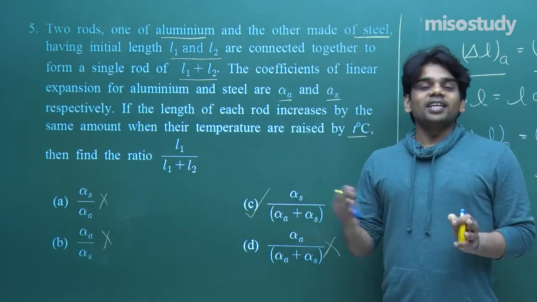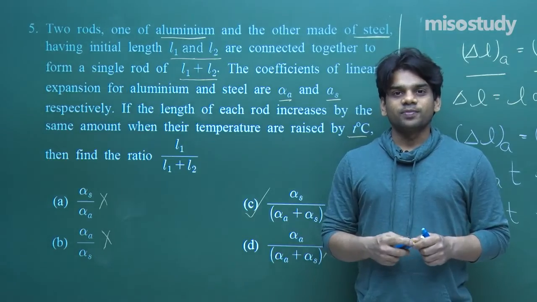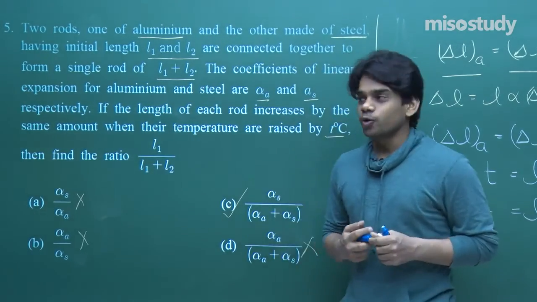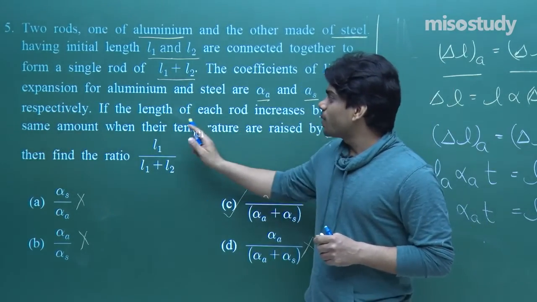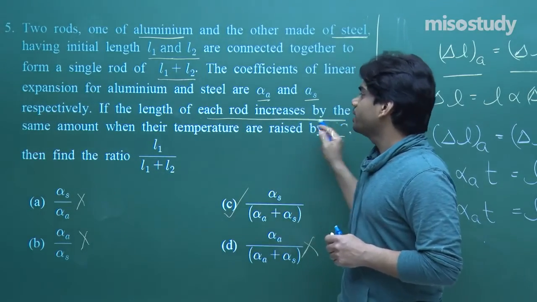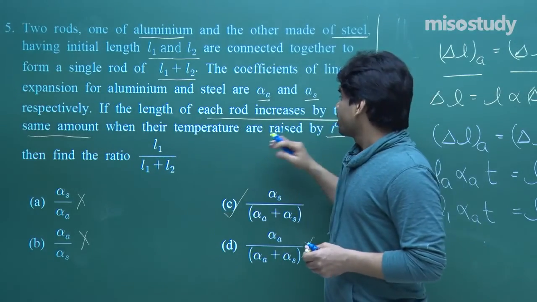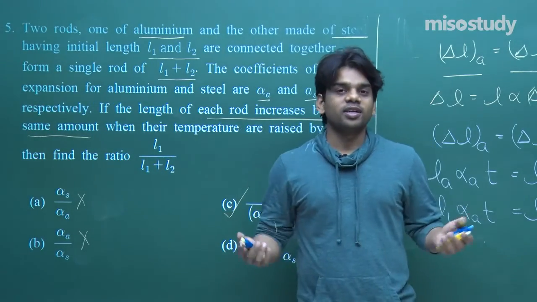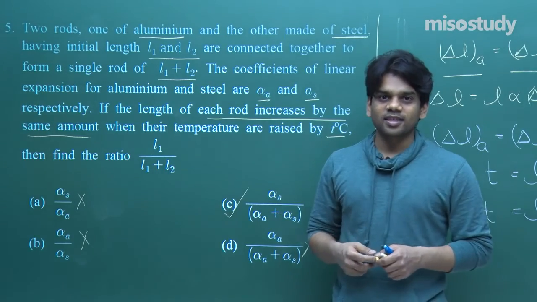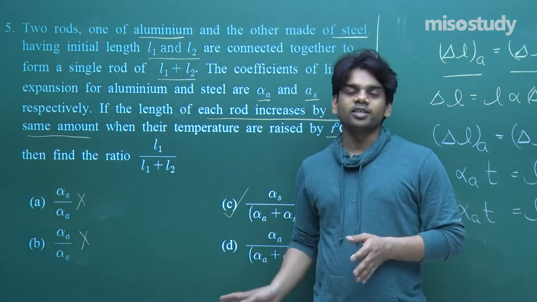So the direct answer you cannot reach in this question. You have to convert the ratio so that you can get the final answer. The hint is hidden in the question on how to approach. It says that the length of each rod increases by the same amount when the temperature is raised by T degrees Celsius. So temperature raised is same, their length is increasing by same amount. So you have to use delta L in 1 is equal to delta L in 2.